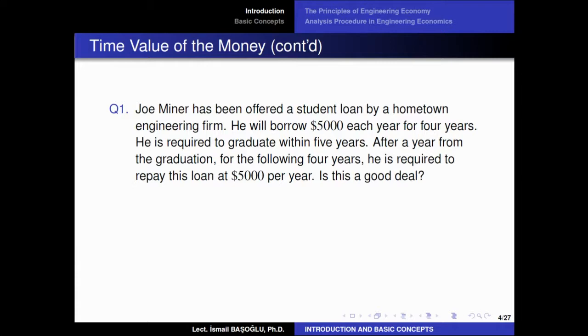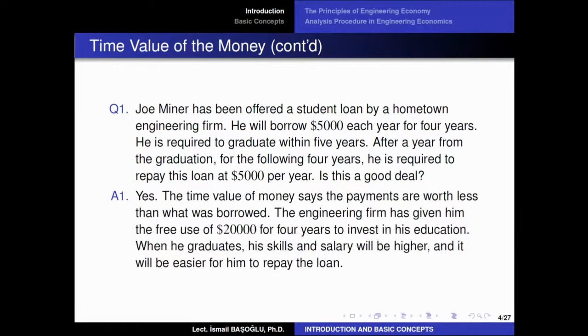So we say Joe Minor has been offered a student loan by a hometown engineering firm. He will borrow $5,000 each year for 4 years. He is required to graduate within 5 years. After a year from the graduation, for the following 4 years, he is required to repay his loan at $5,000 per year. Is this a good deal? The question asks. Now, the answer is simple. Yes, of course, this is a good deal because of the time value of money.